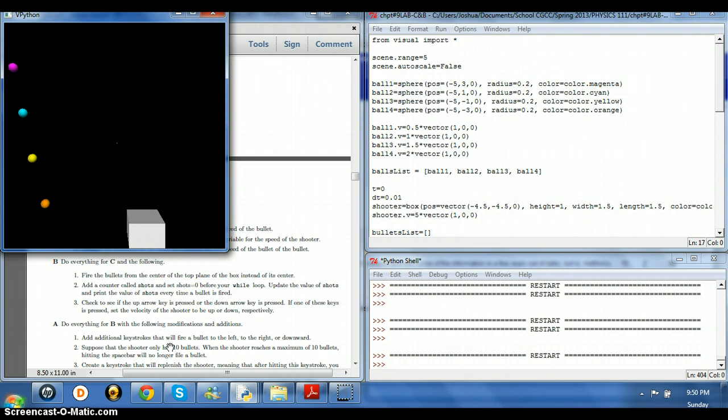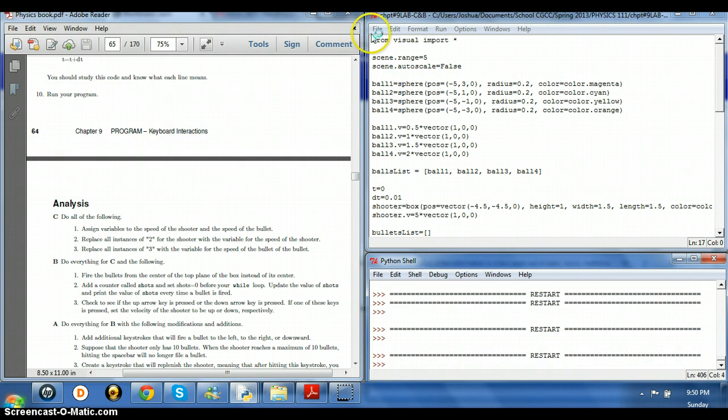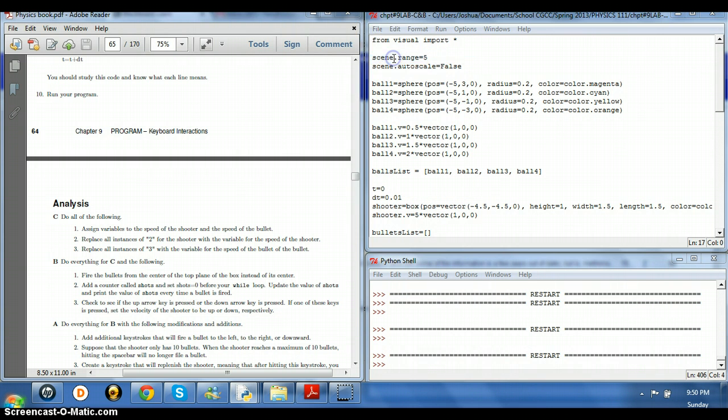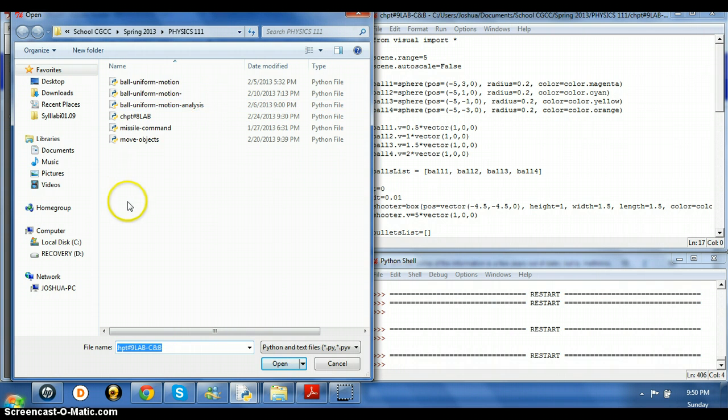So I feel comfortable with what I was doing with this assignment. I thought it was an interesting assignment. It was definitely very fun to see the different changes in the balls. This is the information for C and B. So I'll go ahead and close out of that. Save this just in case. And I should have chapter 9.